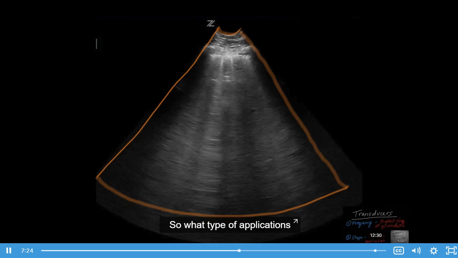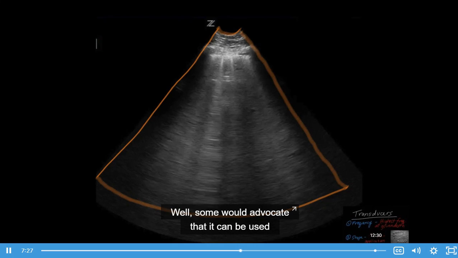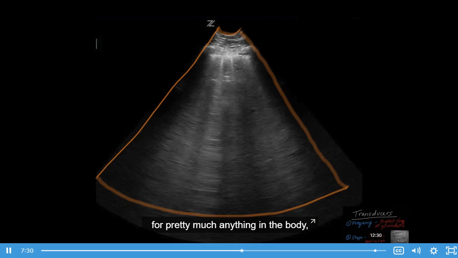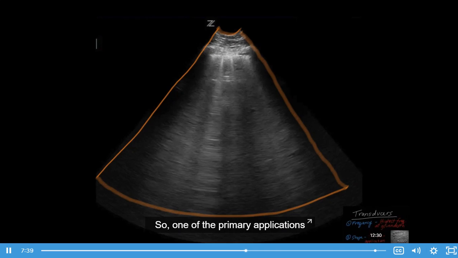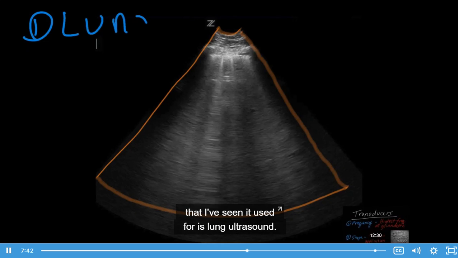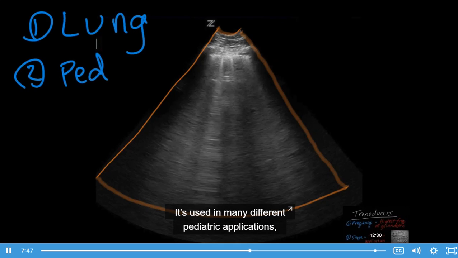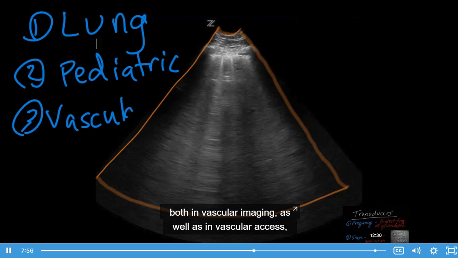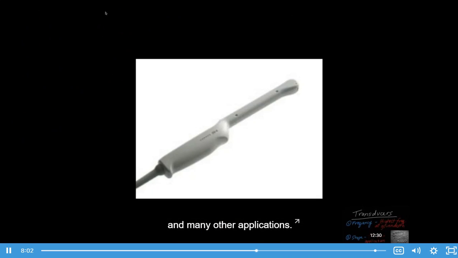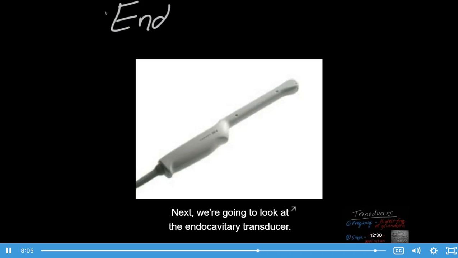So what type of applications is the microconvex probe used for? Well, some would advocate that it can be used for pretty much anything in the body and serves as a single universal transducer. However, it is limited by its depth at times. So one of the primary applications that I've seen it used for is lung ultrasound. It's used in many different pediatric applications, so pediatric abdomen, neonatal head, etc. It can also be used for vascular, both in vascular imaging as well as in vascular access, and many other applications.